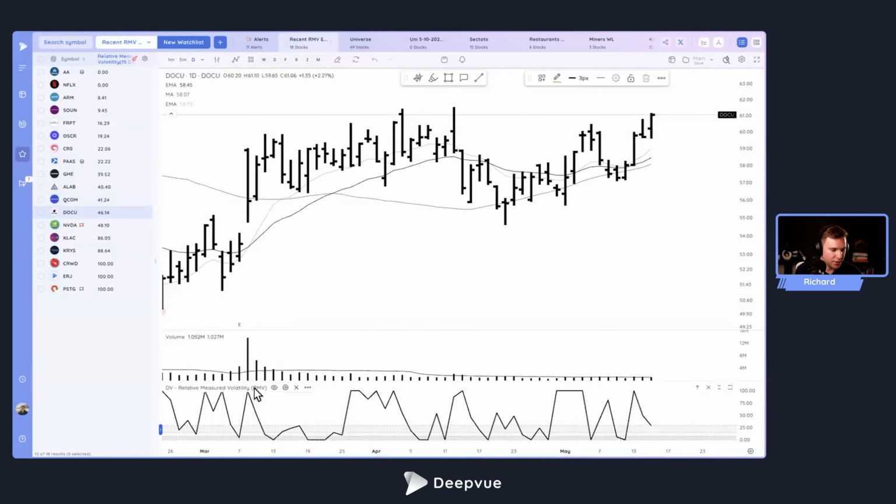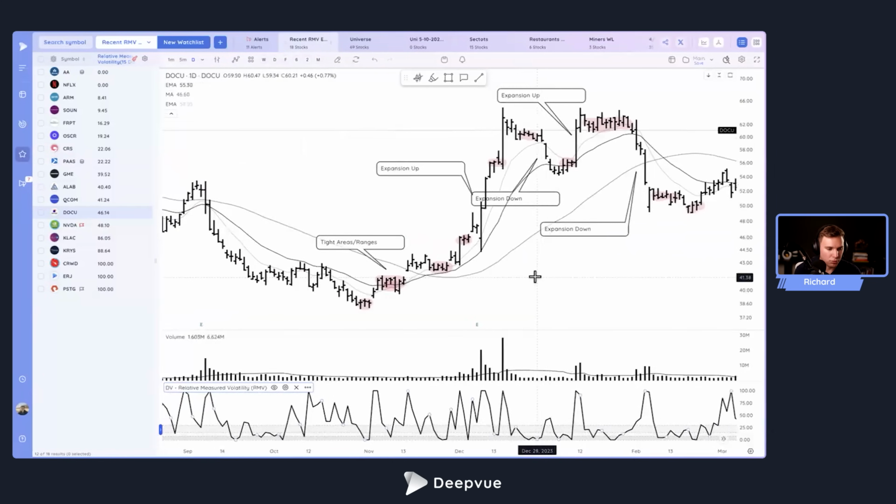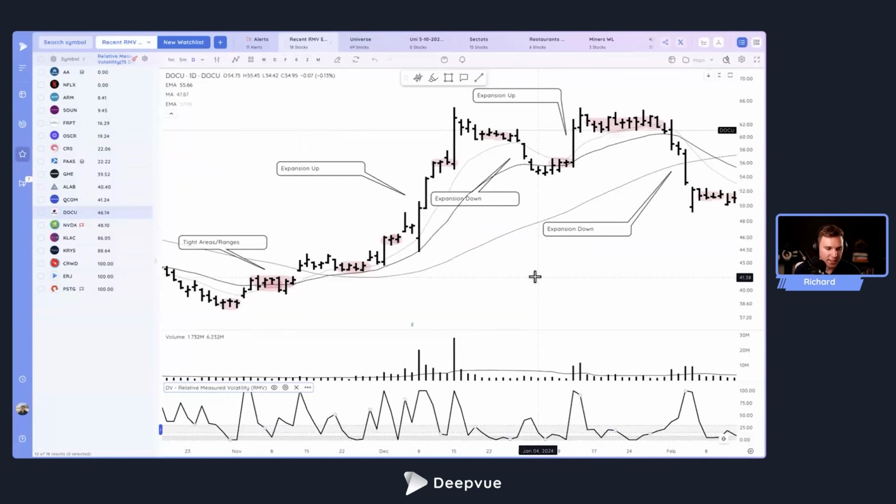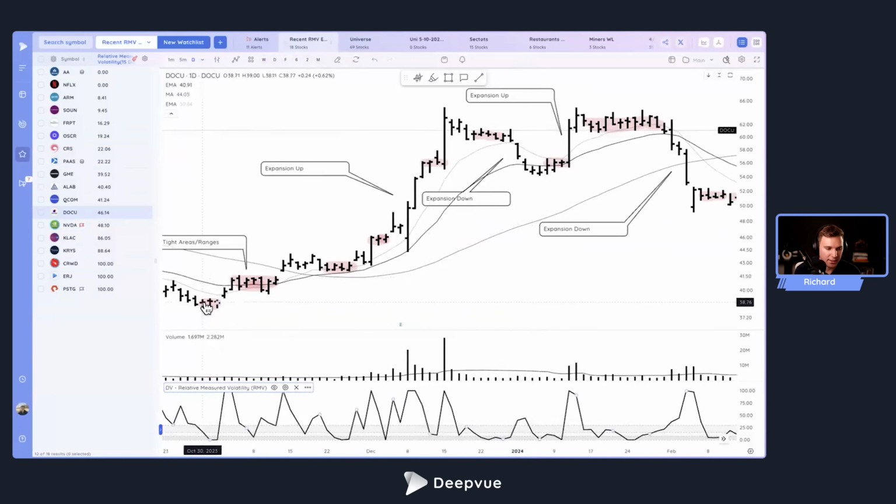DocuSign, I'll switch this to 15 again. This had a really nice move that really highlights these tight areas nicely, and I've highlighted them in pink here. You can see all the times RMV goes to 0. There's some nice ranges that form as the stock progresses up the right-hand side of this base. And right before these explosive moves up, we get these tight areas where RMV goes to 0.